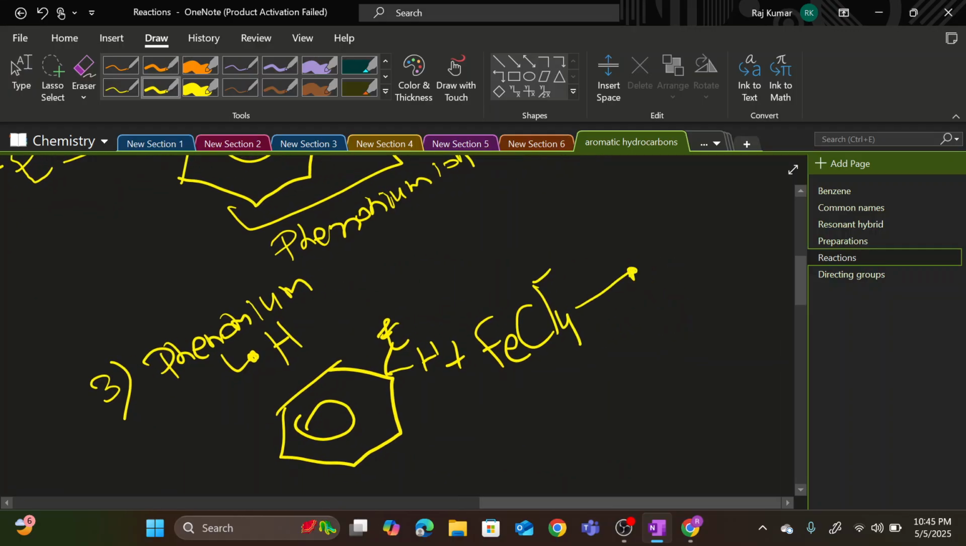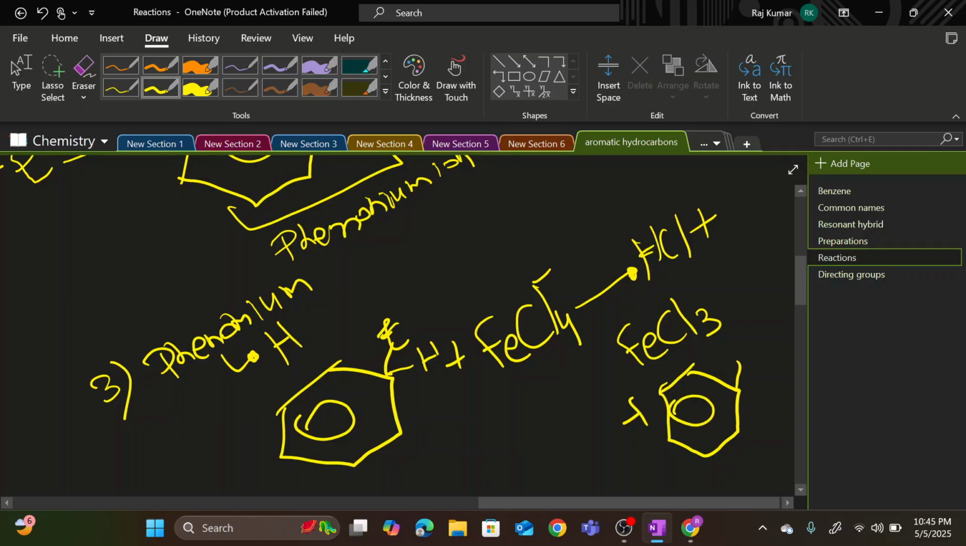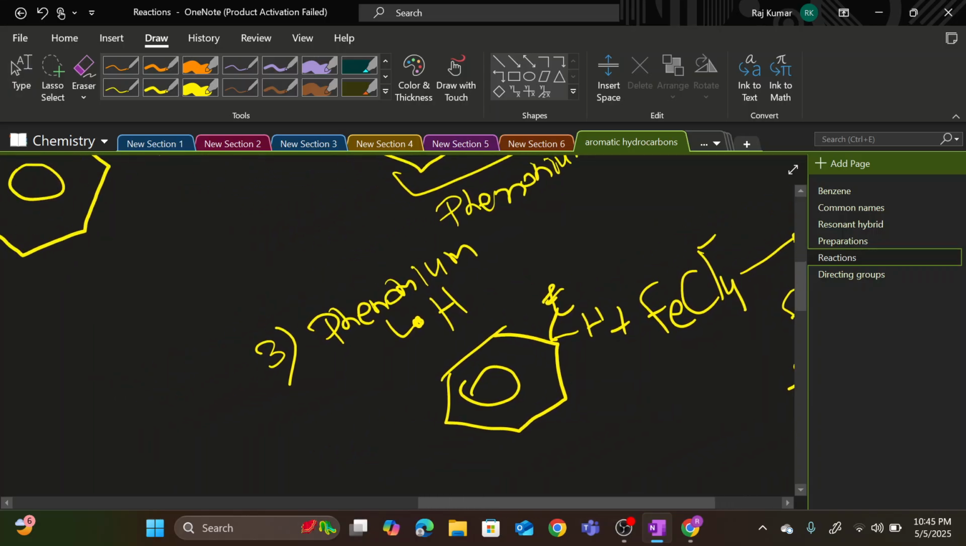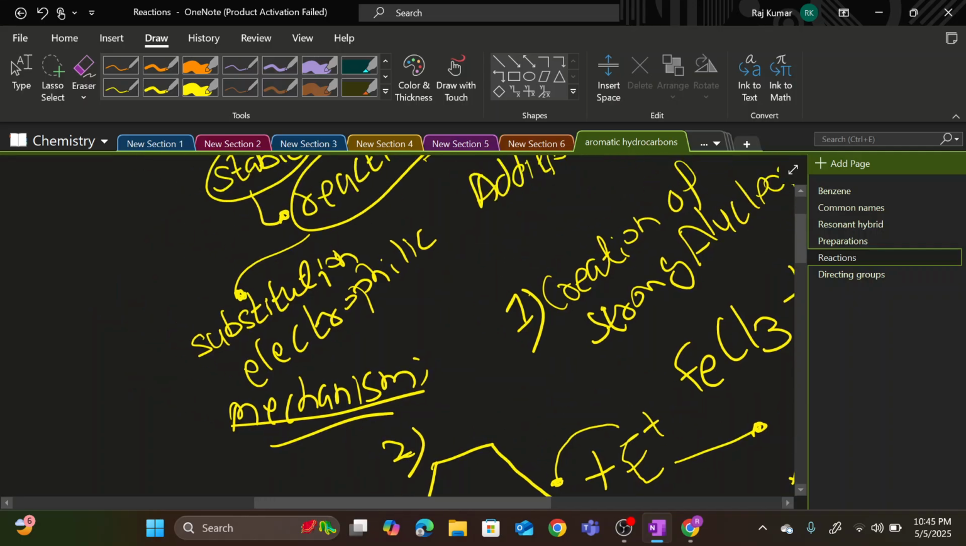This was something left. What actually will happen is the H will attract chloride ion from tetrahaloferrate, due to which it will form HCl, and the regenerated catalyst iron chloride and the substituted benzene. So this is the entire mechanism.